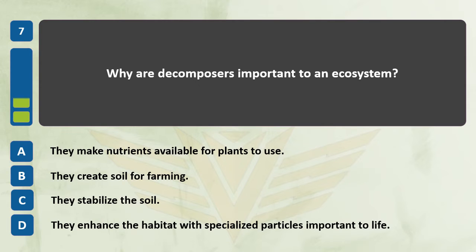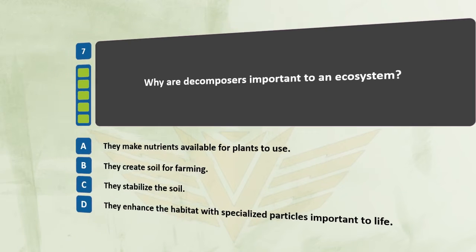Answer A. Decomposers break down tissue and release nutrients and carbon dioxide into the ecosystem. Choice A is the correct answer.